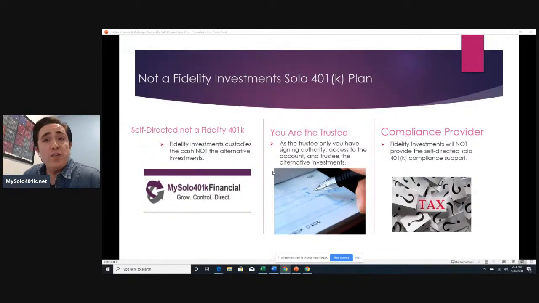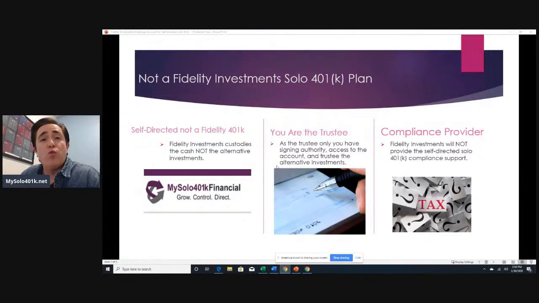Now, as the trustee, you would have signing authority over the account. So to the extent that you are writing checks out of that Fidelity account, you would be the person to do that. Or if it's a husband and wife, you both are trustees and both have the ability to sign on that account.